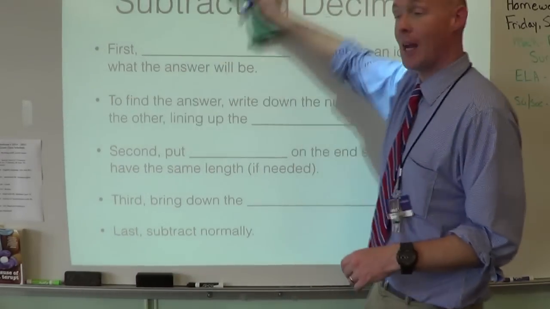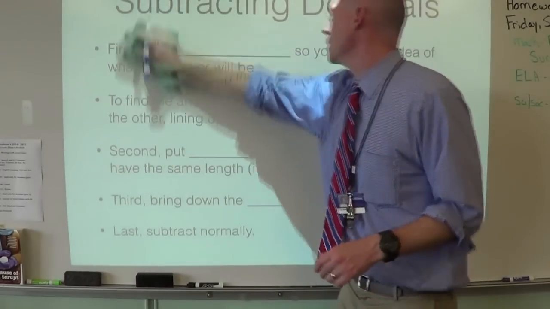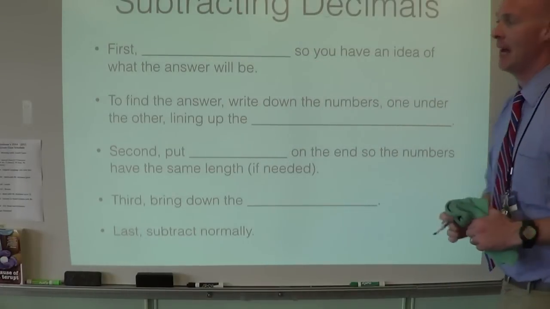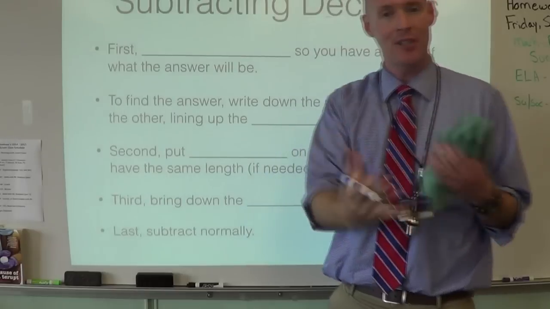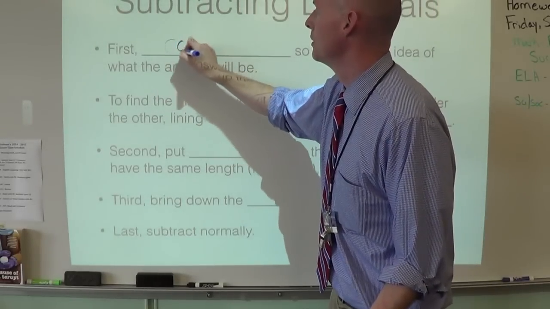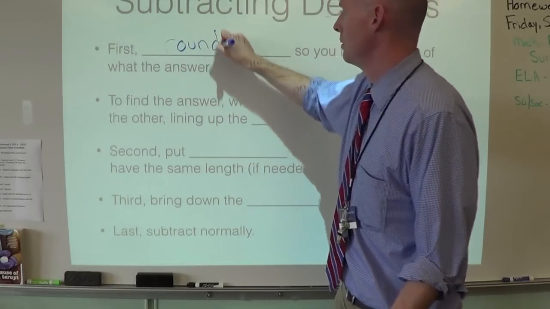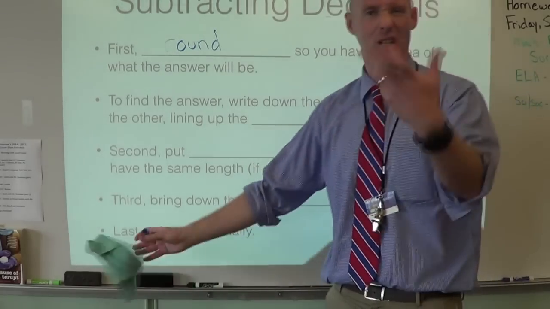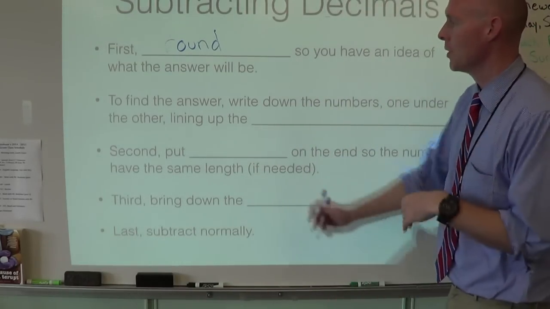Here are some tips for subtracting decimals. First, round so you have an idea of what the answer will be. I've said it a couple times, I think. What I want you to do is round. Just like with adding, rounding gives you a clue as to what it's kind of going to be.